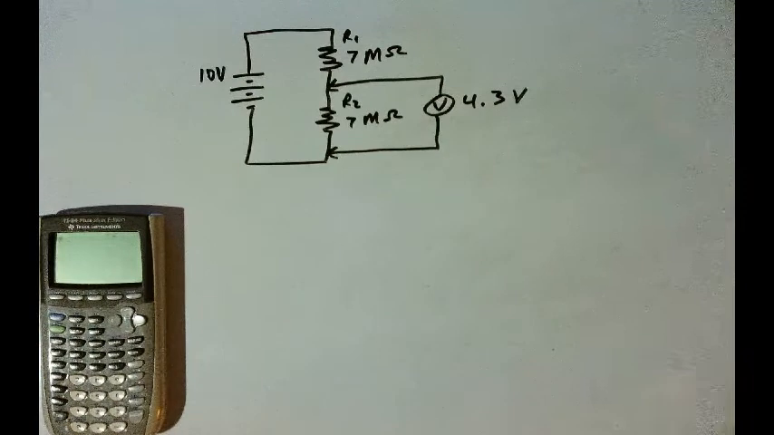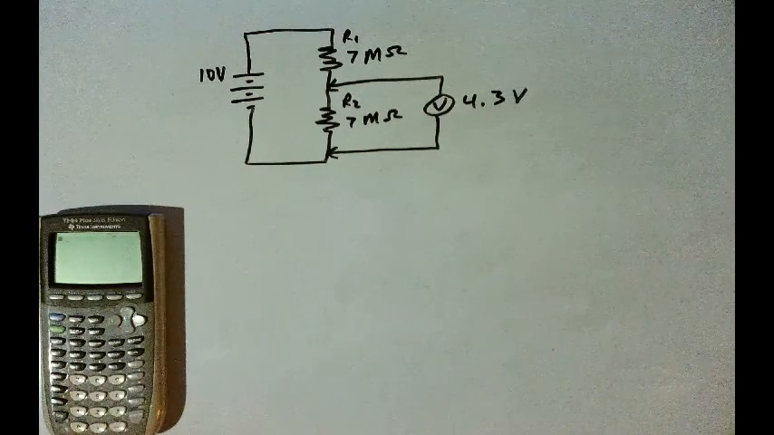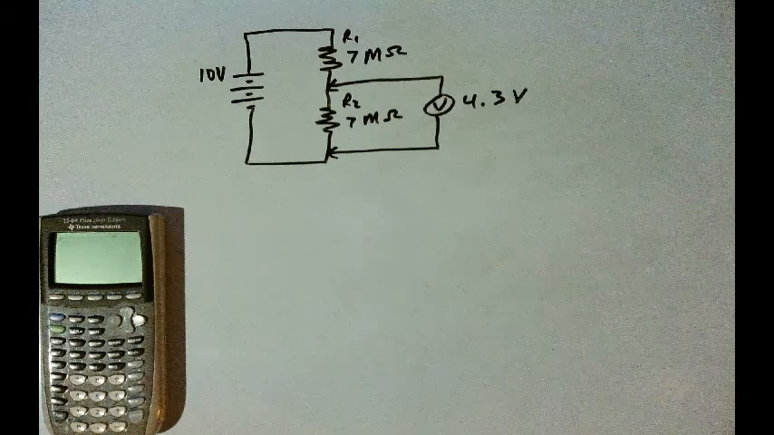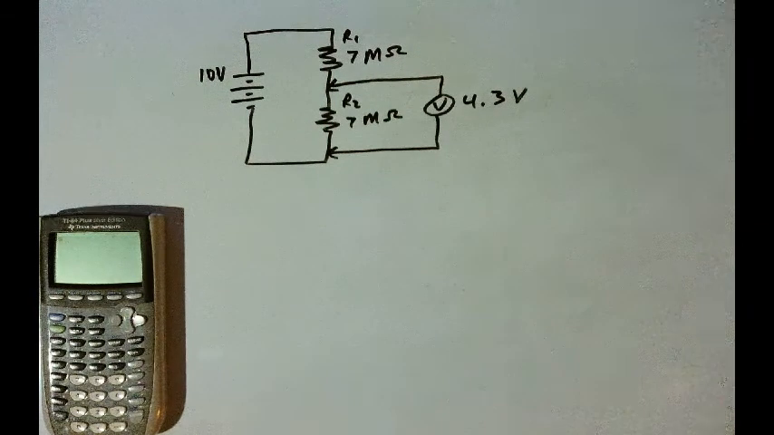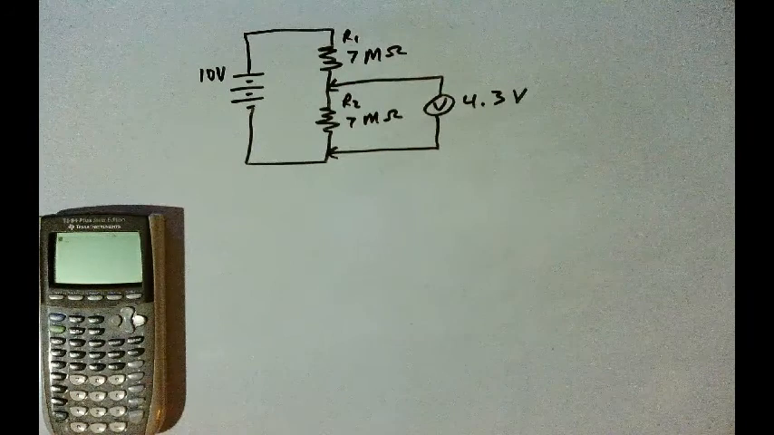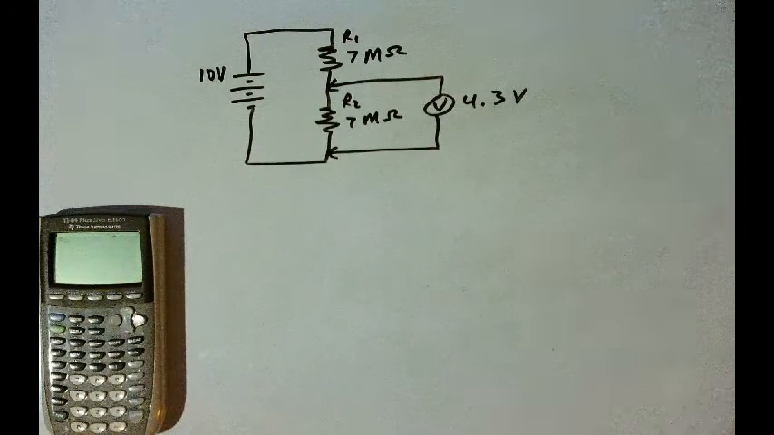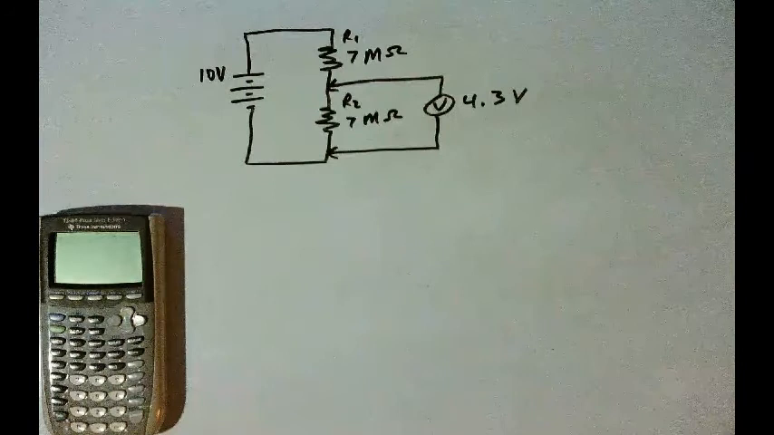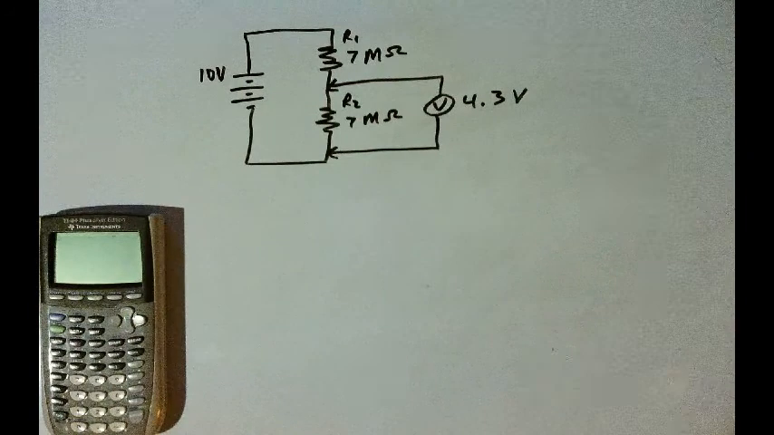In this example, we have R1 and R2 still in series, still equal resistance, 7 mega ohms. And so again, without the voltmeter in the circuit, we expect each resistor to have 5 volts across them. But when we put the meter in the circuit, we measure a voltage of 4.3 volts. And so this time we want to know, well, what is the internal resistance of the voltmeter?